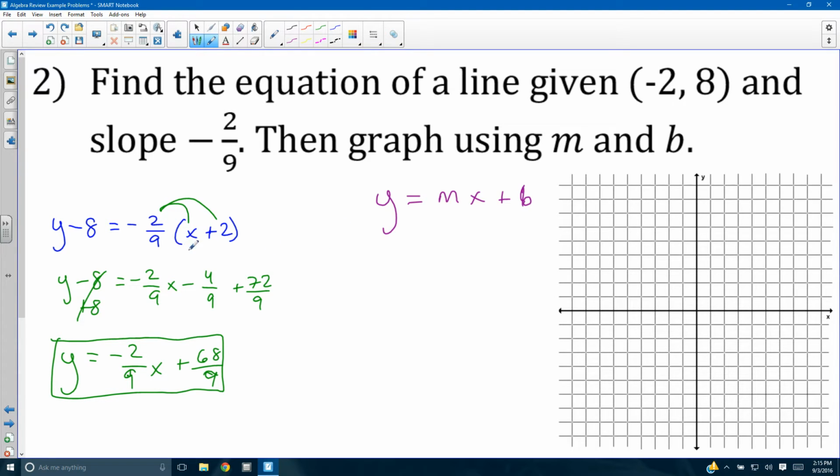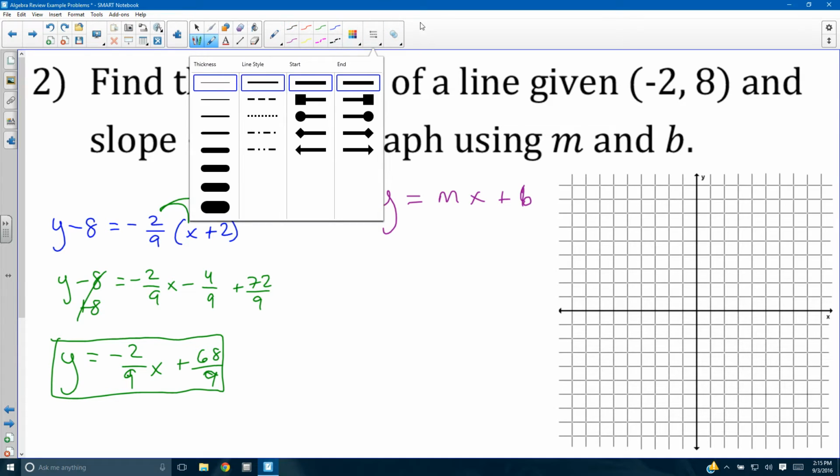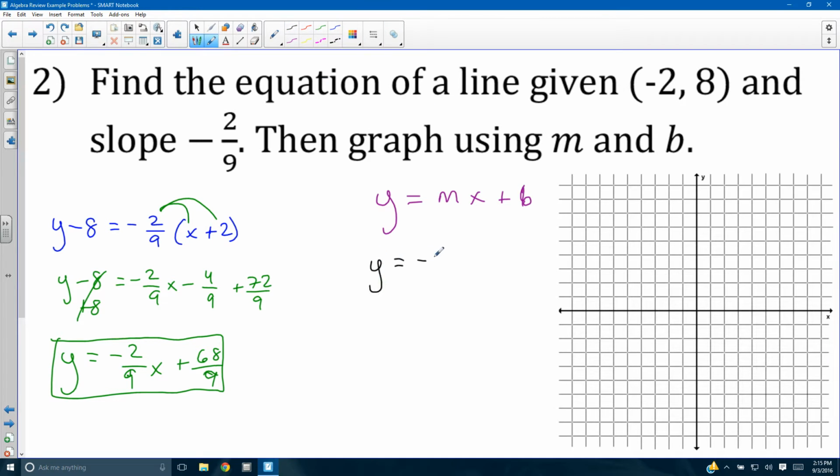So you can use point-slope form and solve for it, or slope-intercept form. You'll get to the same answer. Just kind of start a little sooner. I'm going to write y equals negative 2/9 x plus b. I'm going to substitute negative 2 for x and 8 for y. And once again, you're doing the exact same work here. Negative 2/9 times negative 2 plus b.